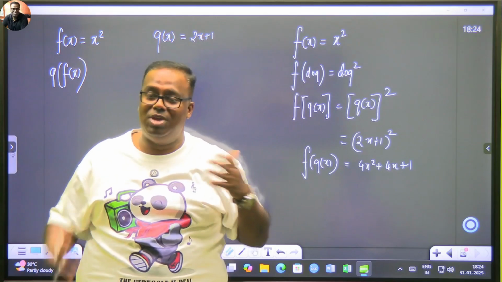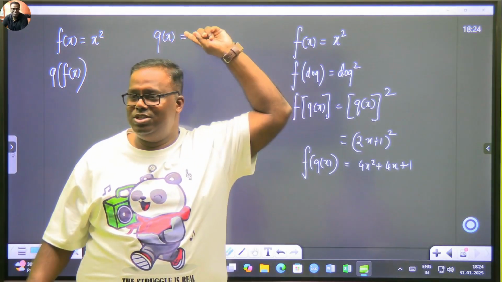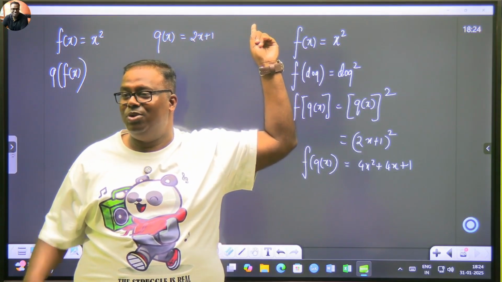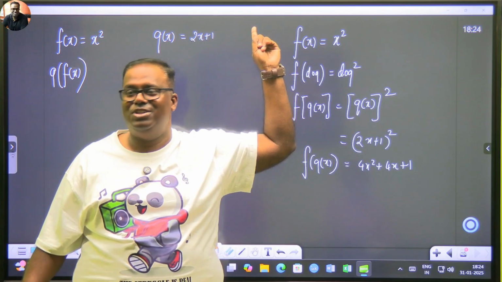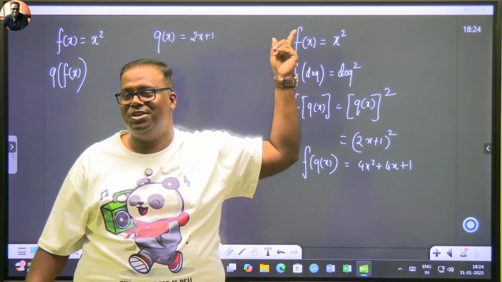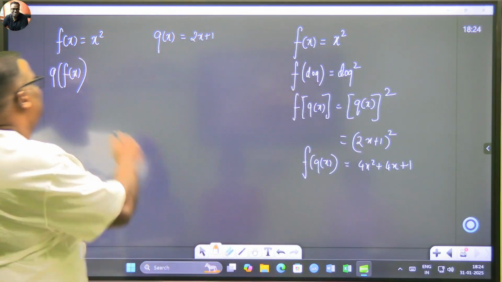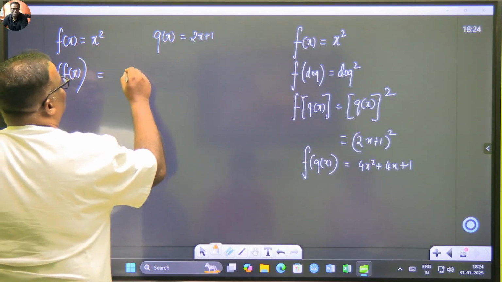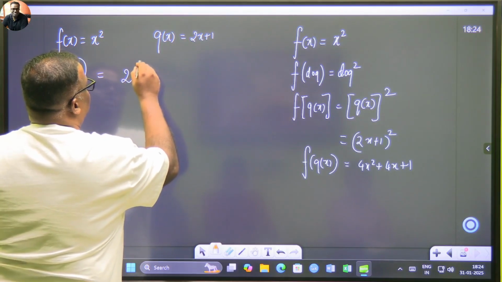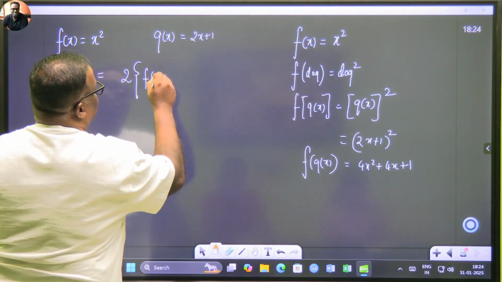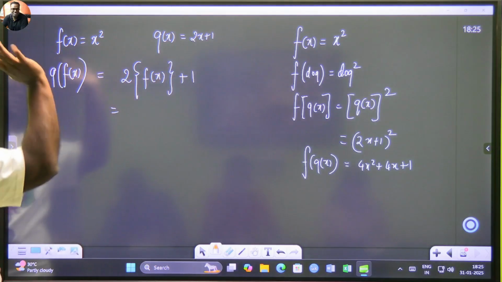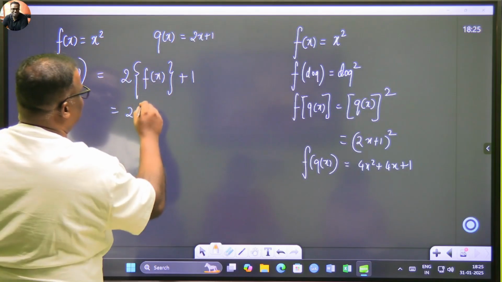Once again, that's why I say go with me with the rhyme. What is g of x? What is g of cow? What is g of dog? What is g of f of x? So this is equal to 2 times f of x plus 1. There is no format easier than this, whichever book you look at. What is f of x?